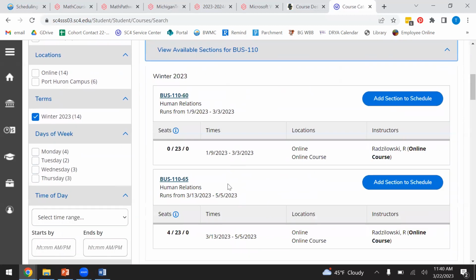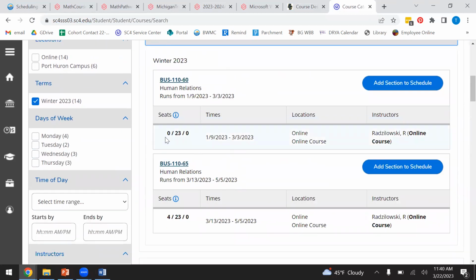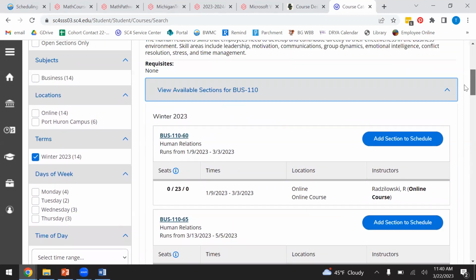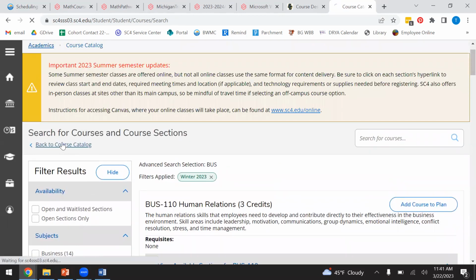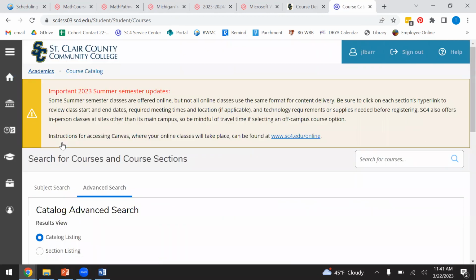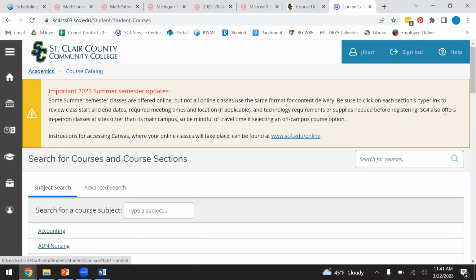When you're searching, you can also see how many seats are available. So this little thing will tell you those numbers. The first number means that there are 0 seats available. There was a capacity of 23 seats, and currently there are 0 people on the wait list. That makes sense because this is a semester that's already currently in progress right now. That's just a little head start to the searching to see what is actually available currently.